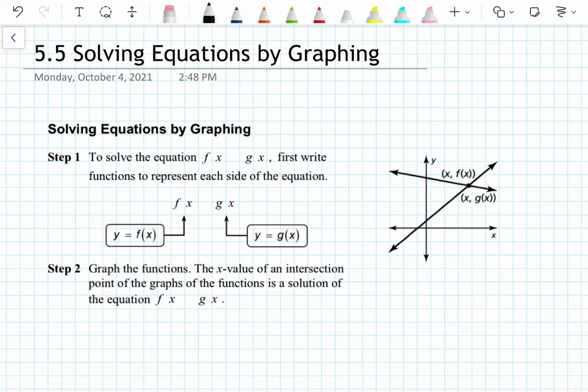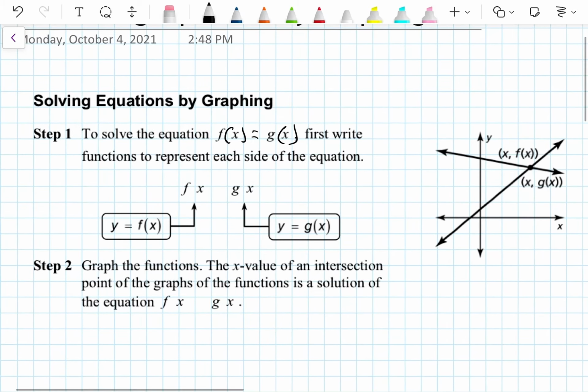All right, 5.5, solving equations by graphing. So this one's kind of like what we did in, I think it was section 1, where we solved to graph, but it's going to be just a little bit different. To solve the equation f of x equals g of x, we're going to write the equations like f of x equals g of x. And then what we can do there is we can graph them kind of separately and solve.